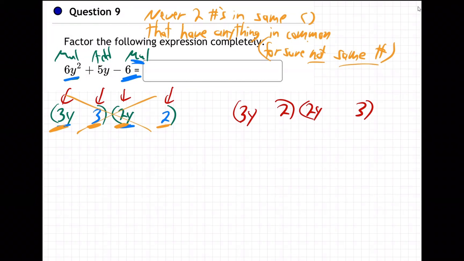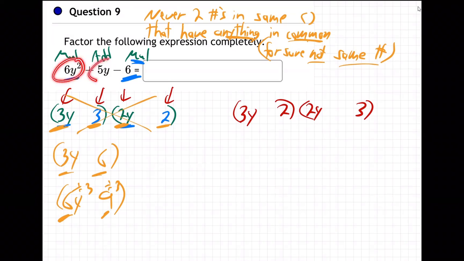You can't have 3y and 6 in the same parenthesis because 3 goes into both of those. You can't have 6y and 9 because they're both divisible by 3. See what I mean? You cannot have two numbers in the same parenthesis that have anything in common. Why not? Because if there was anything in common, we would have taken that out on the first step. We would have looked and said, okay, what do all three of these have in common? And you take that out on the first step. So you can't have any commonness later.